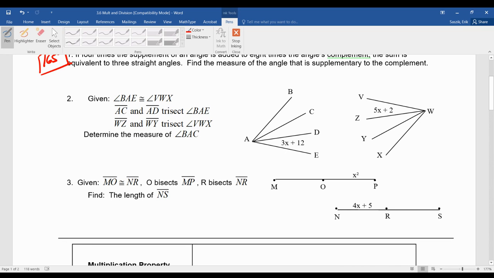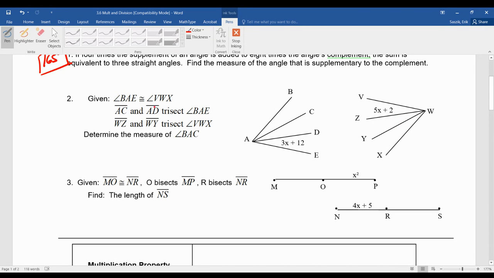So I hope this is intuitive. Take a look at this given here. It says that this entire angle, BAE, is congruent to this entire angle, VWX. That also goes on to tell us that both of these big angles have been trisected. So the fact it's been trisected, of course, all three of these angles are congruent to each other. All three of these angles are congruent to each other as well.